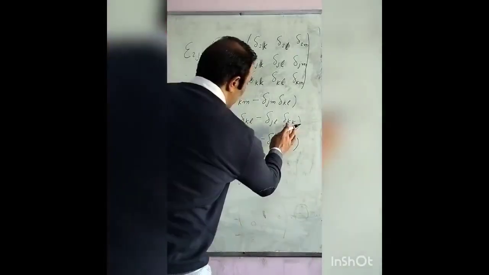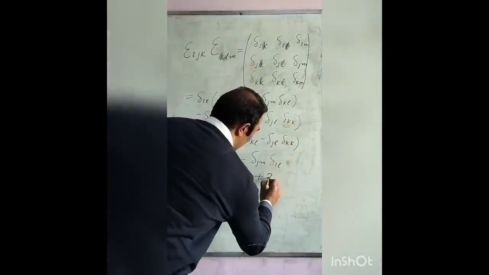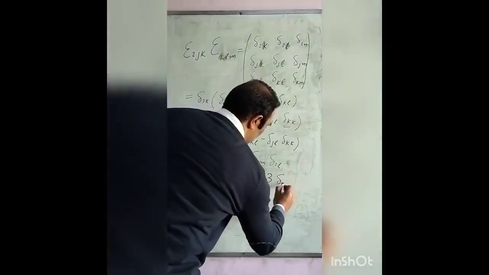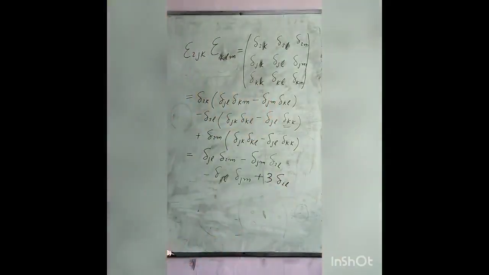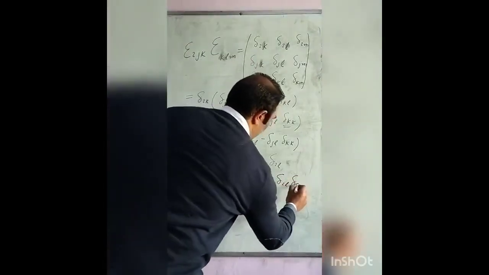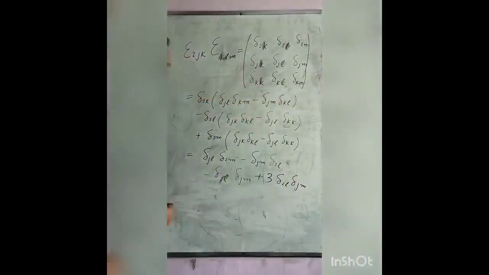So instead of the second term, you can write that it will be equal to 3 times, because 3 comes from delta kk. So this will be 3 delta il, and delta jm. Sorry, delta il delta jm.